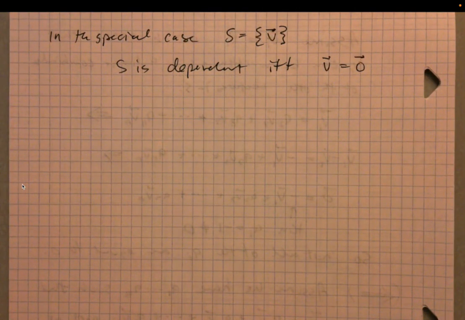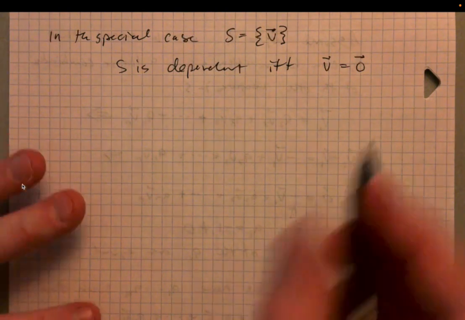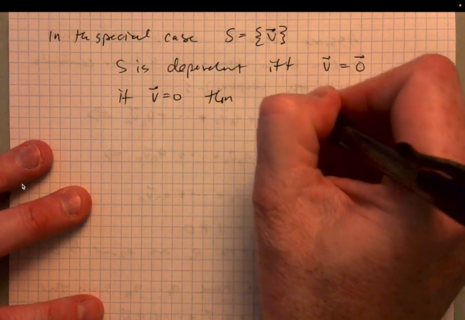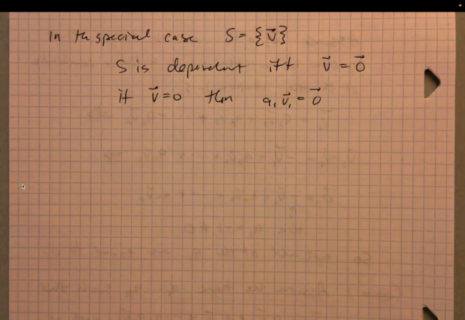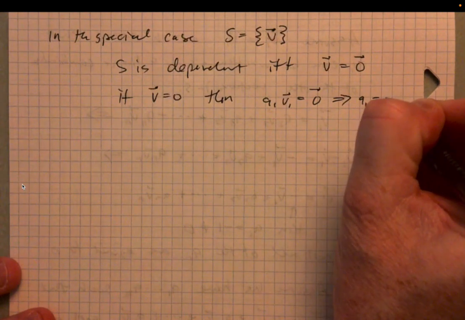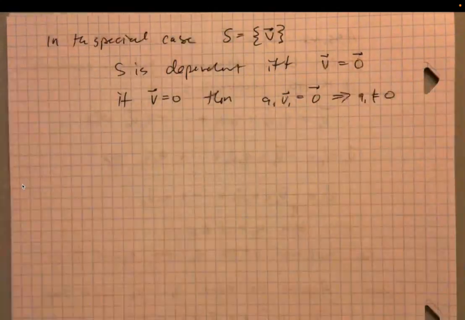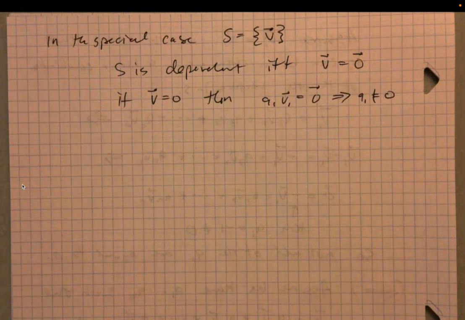And if this is true, if the vector is equal to 0, then obviously A1 V1 equals 0 is fine. I mean, this implies that A1 must be 0. Oh, A1, sorry, this implies that A1 doesn't necessarily need to be 0, right? And so you have dependence. Okay, because V is 0, right? So basically any A will work for A1.